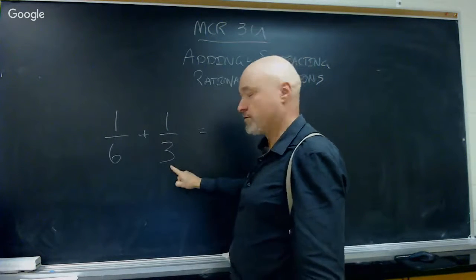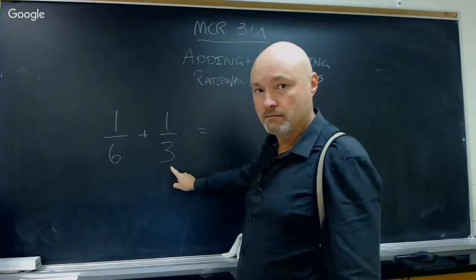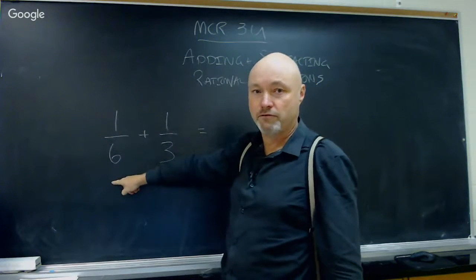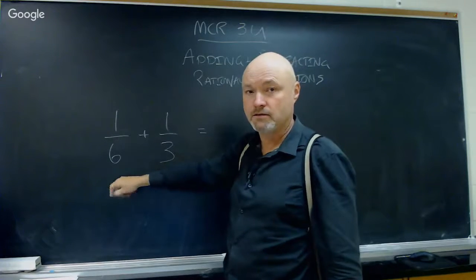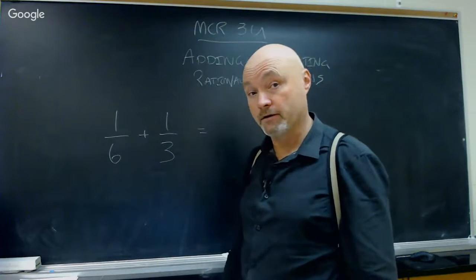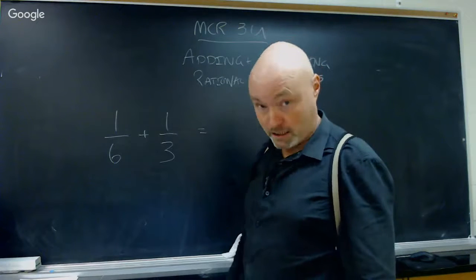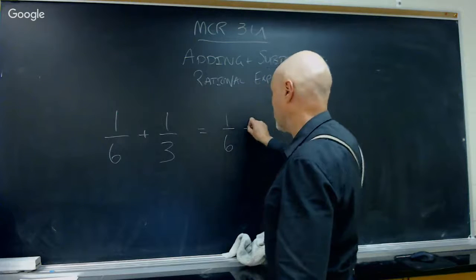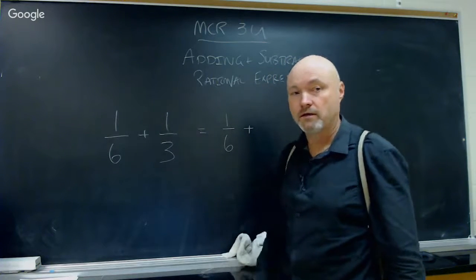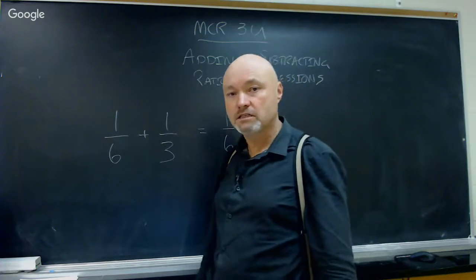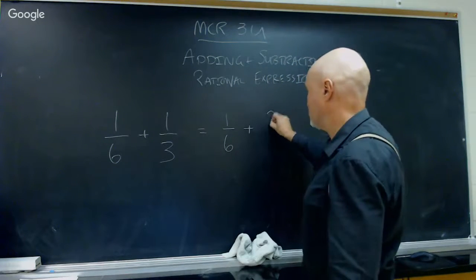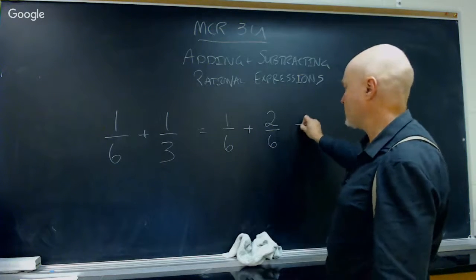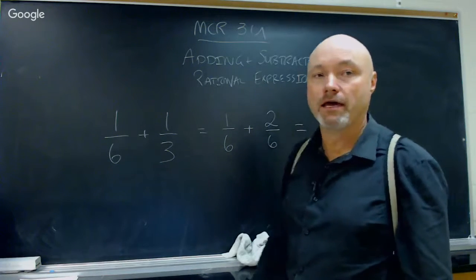It is not 3. I cannot express this as something over 3, at least not conveniently. So what is the common denominator in this case? 6 is going to be the common denominator. So this is 1/6, and now I need to express 1/3 as something in terms of sixths, and it is 2/6. Now that I have a common denominator, I can go ahead.